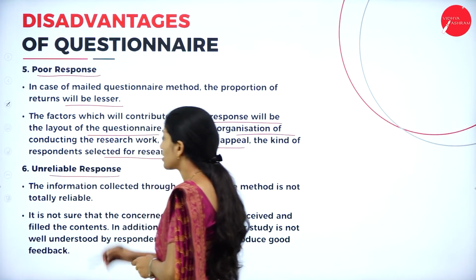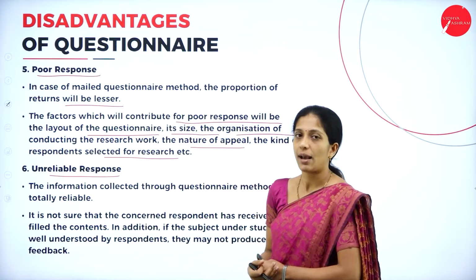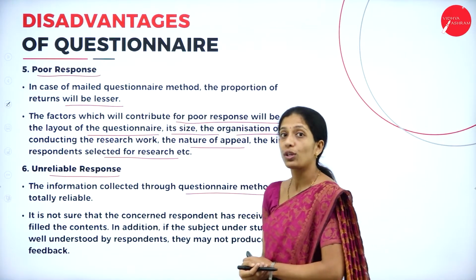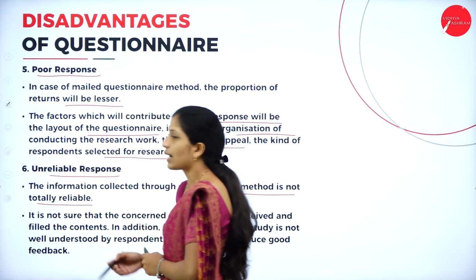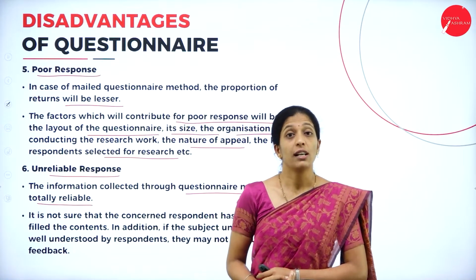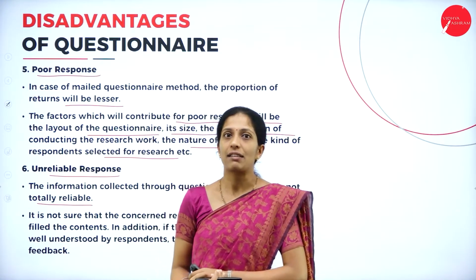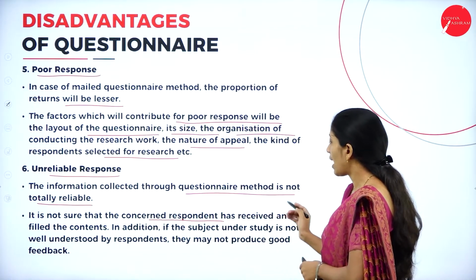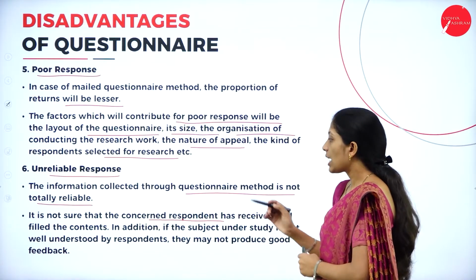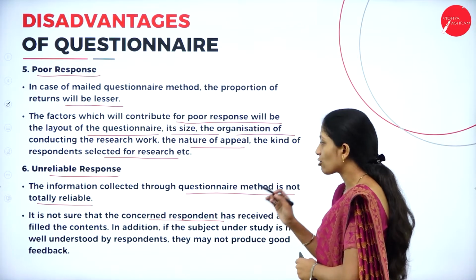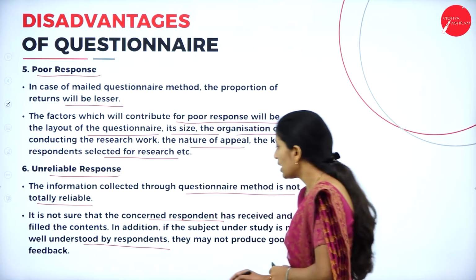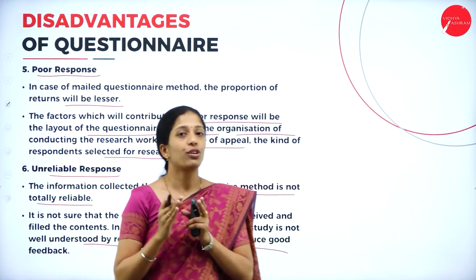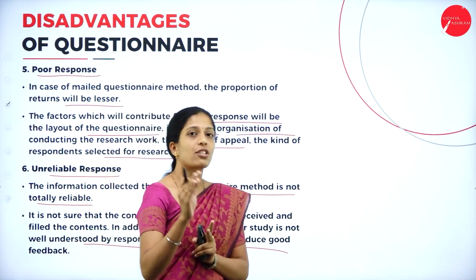Next one is unreliable response. So, let us see why it is unreliable response. The information collected through questionnaire method is not totally reliable. So we cannot tell that whatever information is given by the respondent is 100% correct. So it is not sure that the concerned respondent has received and filled the content. In addition, if the subject of the study is not well understood by the respondent, they may not produce good feedback.